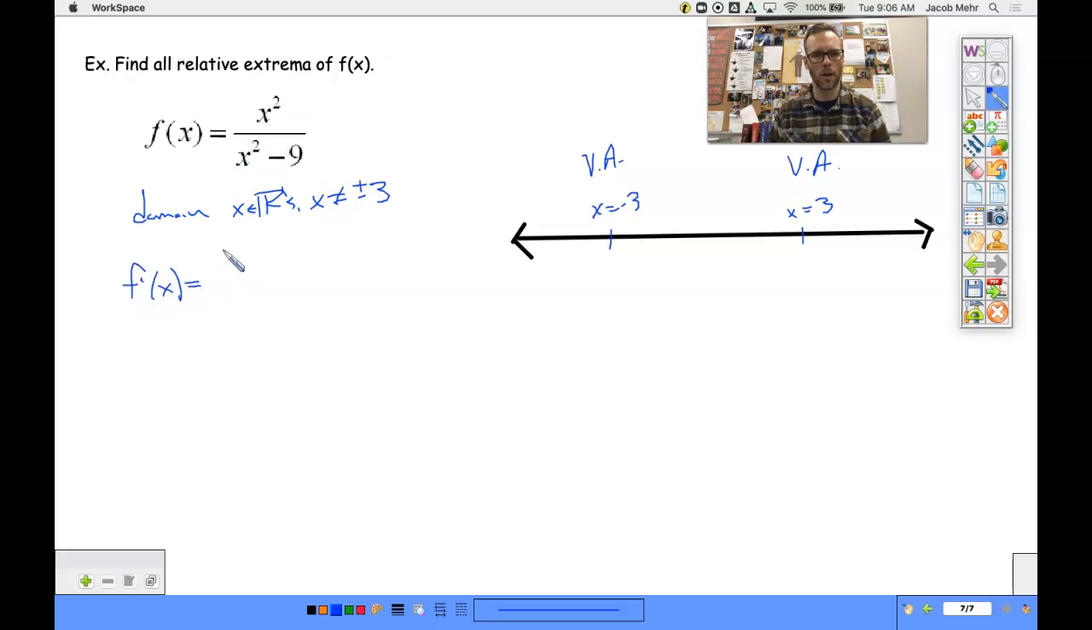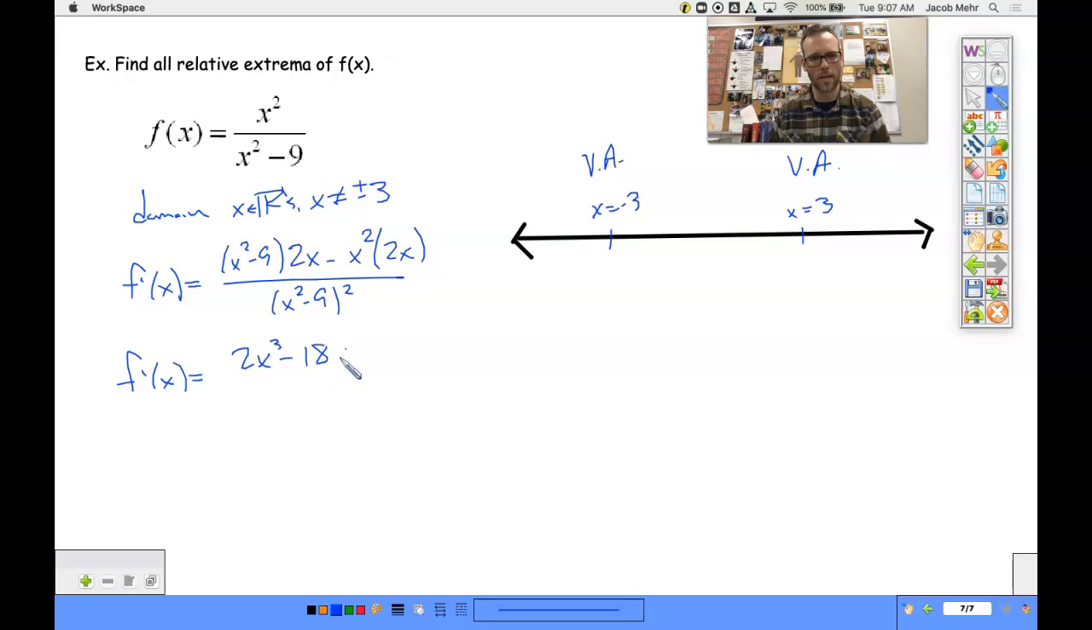Little bottom d top action here. x squared minus 9 times bottom d top minus top d bottom over bottom squared. So that's 2x cubed minus 18x minus 2x cubed. Did I do that right? 2x cubed minus 18x minus... All right. Well, those 2x cubes are gone. So we just have negative 18x over x squared minus 9, quantity squared.